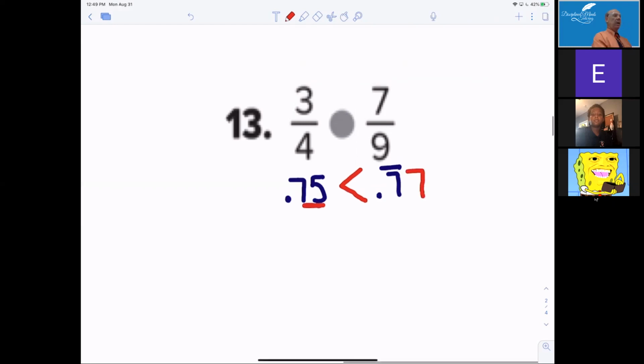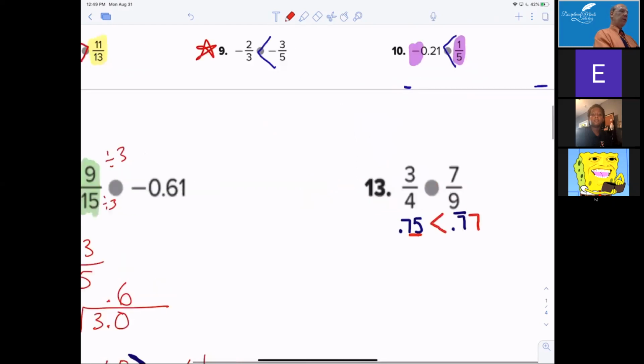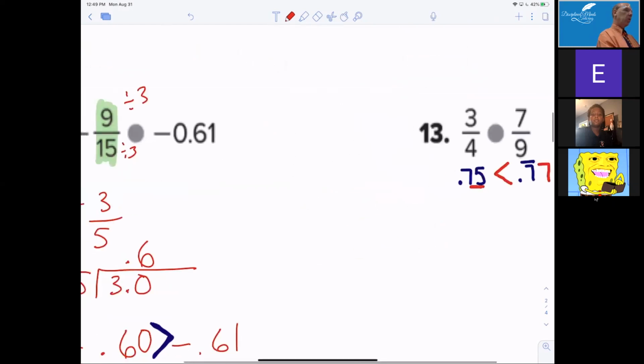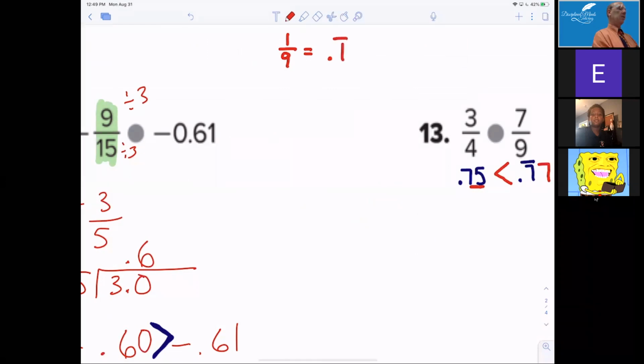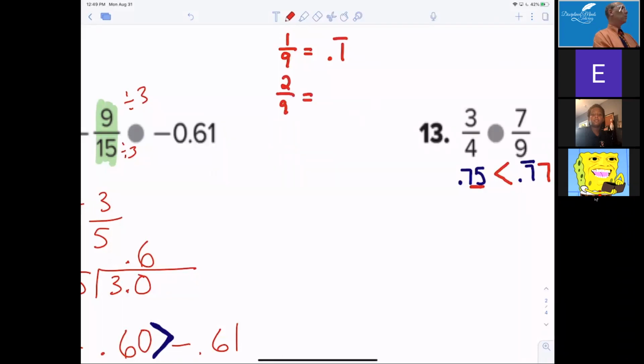All right, now I'm going to give you some information. Here's what I want everybody to write down. I want everyone to write 1/9. Who can tell me what 1/9 is as a decimal? Tell us. Point. Yay, I'm proud of you, kiddo. 0.1 repeating. So what do you think 2/9 is? Point. Yay, now we're learning. 0.2 repeating.